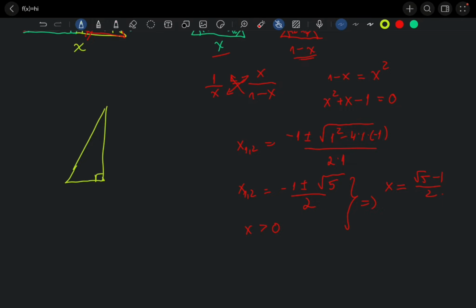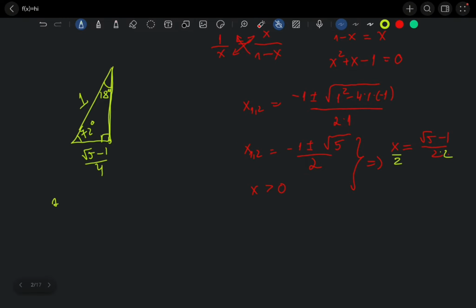Now, going back to our original triangle, we had our right angle triangle with angle 18 degrees, 72 degrees, hypotenuse being equal to 1, and the opposite side of 18 being equal to x over 2, which will be the square root of 5 minus 1 over 4. So sine of 18 degrees, in the end, we get that's equal to square root of 5 minus 1 over 4 all over 1, the hypotenuse, which will be equal to square root of 5 minus 1 over 4. And that's how we find the value of sine of 18 degrees.